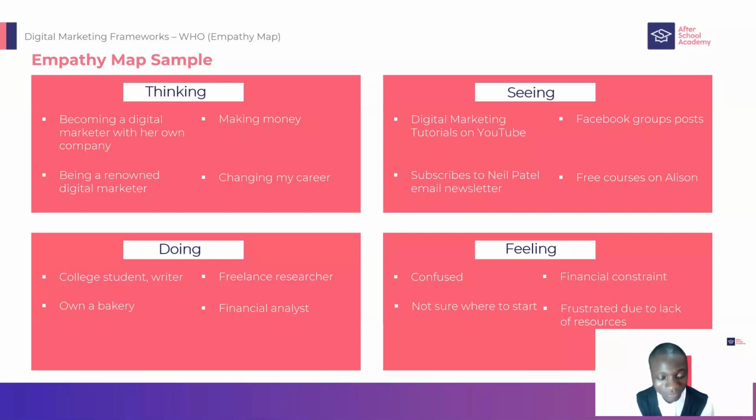Then what are they doing? College students, a writer, freelance researcher, financial analyst, own a bakery. So these are the things they are doing. How are they feeling? They are feeling confused about how they are going to get started in digital marketing, what they should do, where they should learn, how they are going to learn, things like that. Okay? They have financial constraints, not that they don't have money, but there is a little constraint. Or not, okay? They are not sure of where to start. They are frustrated due to lack of resources. All right. So these are the things they are feeling.